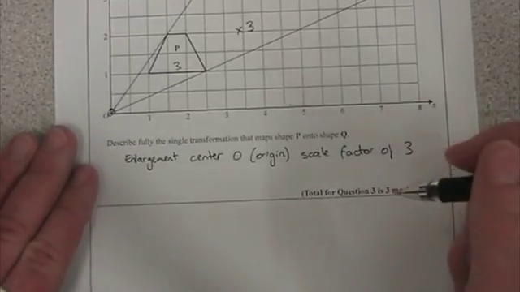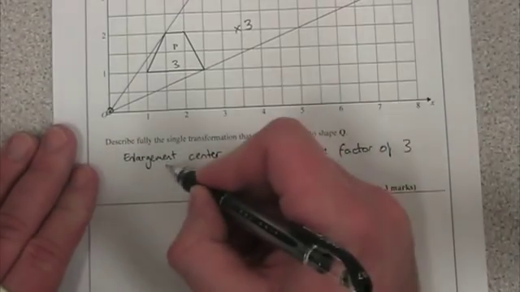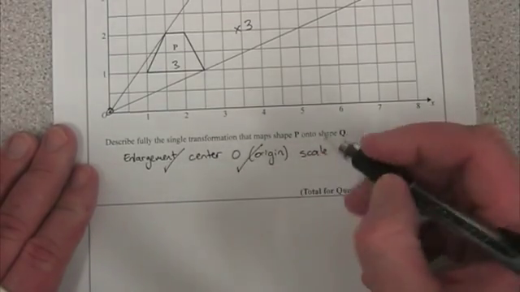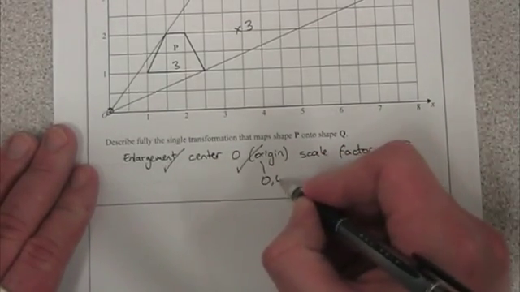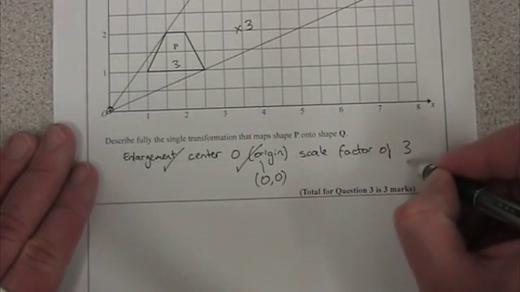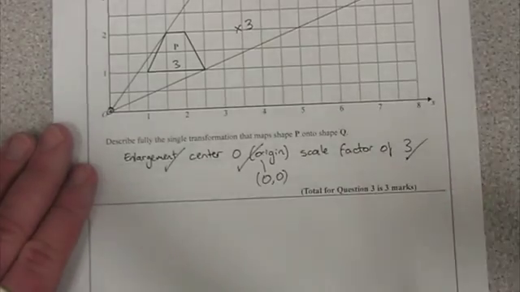So there's 3 marks for this answer. A mark for saying it's an enlargement, a mark for saying the centre of enlargement, which is the origin. I could have put 0, 0 for that as well, it would have meant the same thing. And a scale factor of 3 gets the 3rd mark.